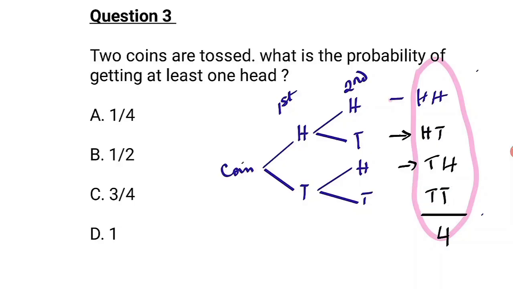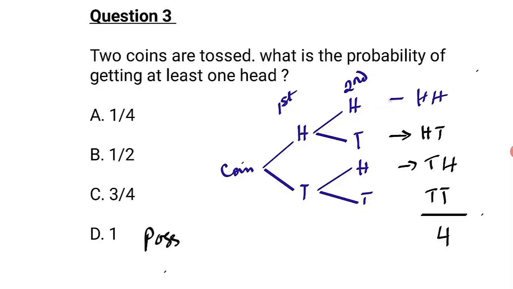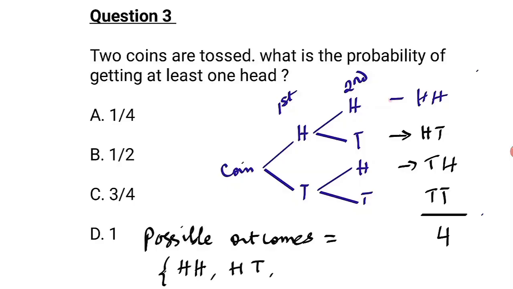So we're now going to have the possible outcomes: HH, comma, HT, comma, TH. So in total we have this to be 3.